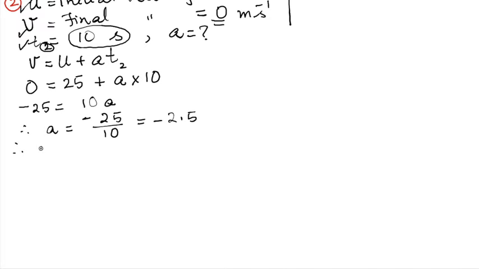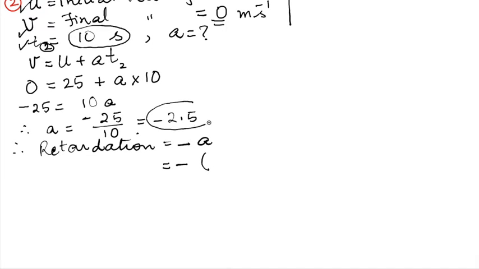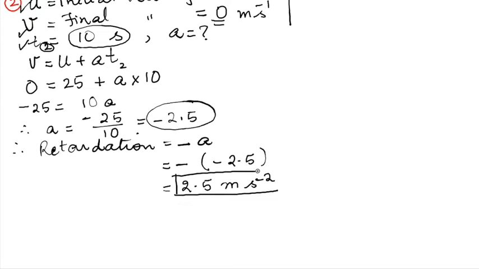So we will say therefore retardation, which is equal to minus acceleration, will be minus into bracket. The value of acceleration is this. So we will write minus 2.5, and that will be 2.5 meters per second square. And this is our answer 2. Okay. Now let us come to the third part.